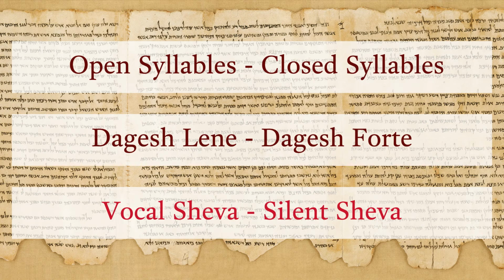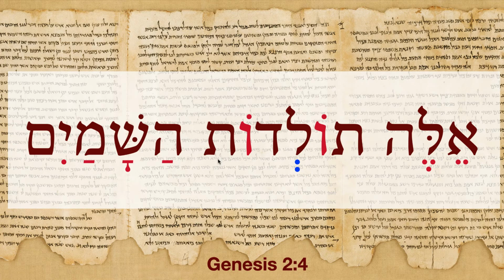That brings us to Shwa, vocal Shwa and silent Shwa. Toledot is the word we read earlier. Elle Toledot Hashamayim. In this Toledot there is a vocal Shwa under the Lamed.